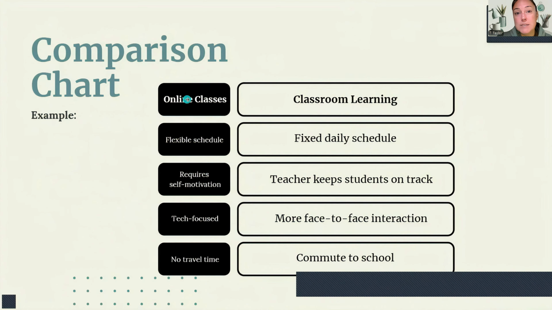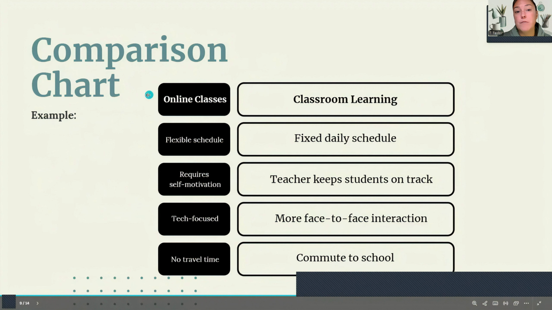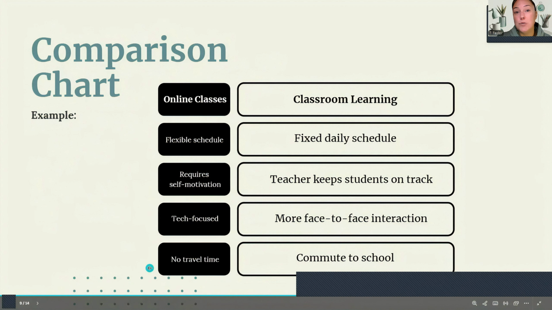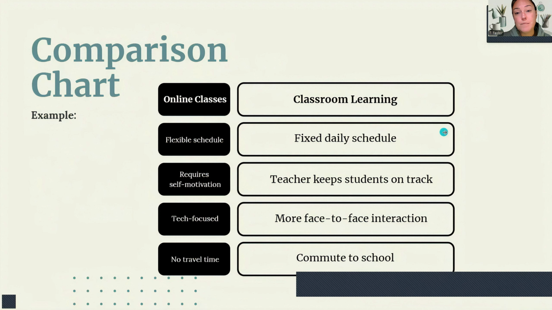So we have online classes on the left, and then classroom learning on the right. And so we have all of the details about the online classes below the online classes. So for example, for online classes, we have flexible schedule, requires self-motivation, tech-focused, and no travel time. And likewise, for the classroom learning column, we have the fixed daily schedule, teachers keep students on track, more face-to-face interaction, and commuting to school. So we would have them side by side in columns like this.